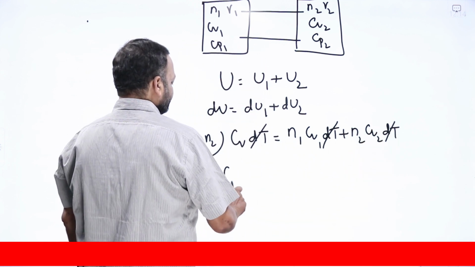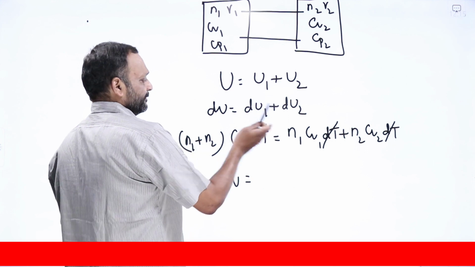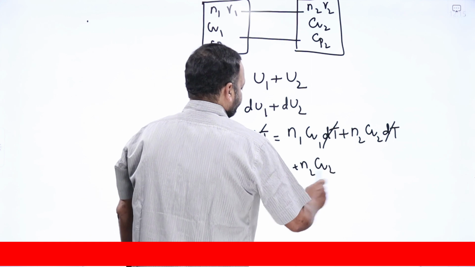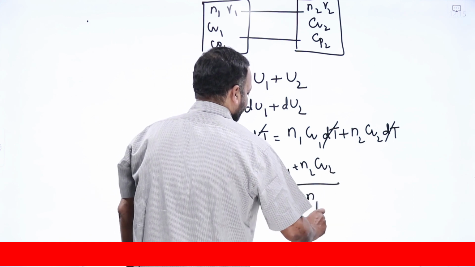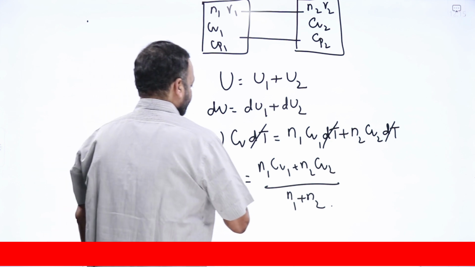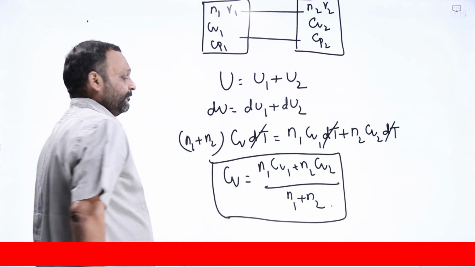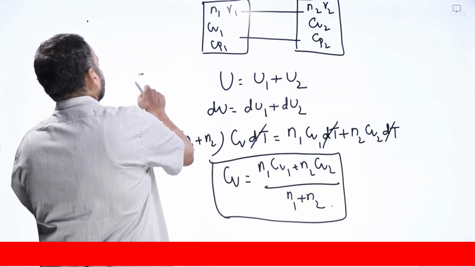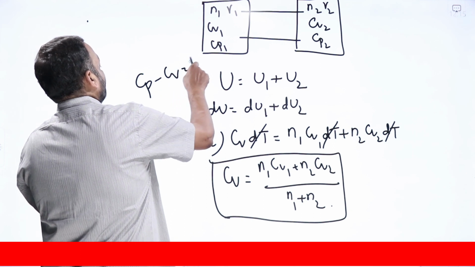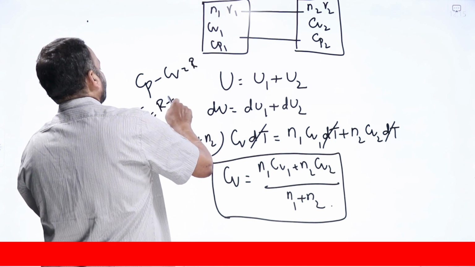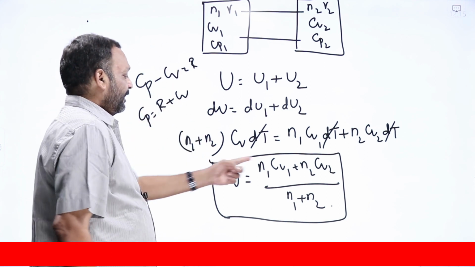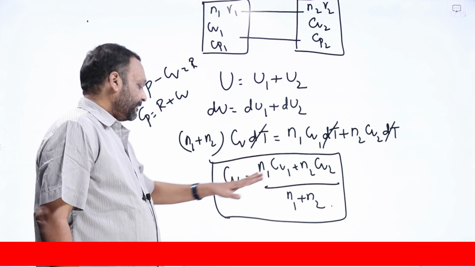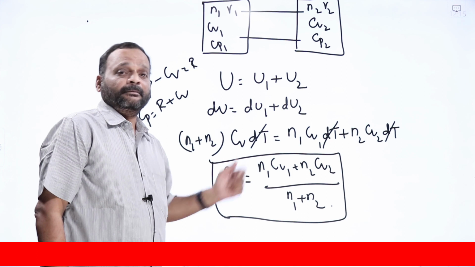Okay, we have the CV value of the mixture: take this N1 plus N2 to the other side, CV equals N1 CV1 plus N2 CV2 by N1 plus N2. This is the expression for the resultant CV of the mixture of gases. From here we know that CP minus CV is equal to R, so CP equals R plus CV. Wherever CV is there, I can substitute these values here and try to get the CP value, or directly we can find the gamma value from this expression.